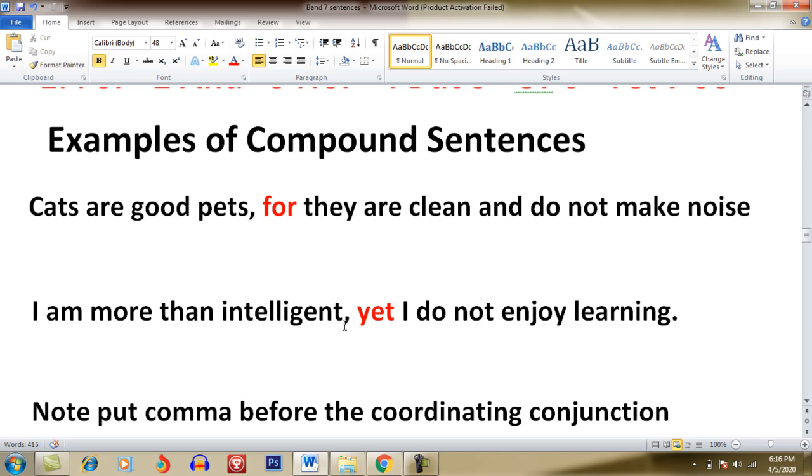Whenever you use a coordinating conjunction, you must put a comma before it in order to avoid grammatical mistakes. If you ignore this rule, you may face problems in terms of grammar, and you may lose marks. So try to put a comma before the coordinating conjunction.